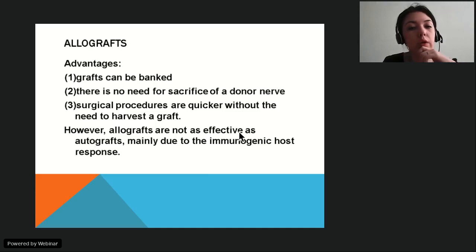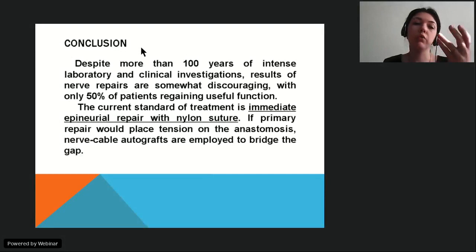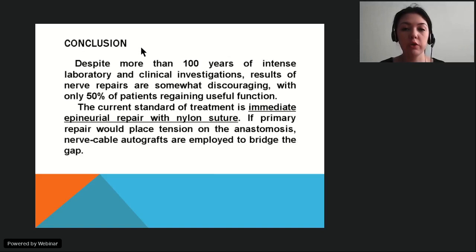However, allografts are not as effective as autografts, mainly due to the immunogenic host response, so mainly due to rejection reaction. That's why usually allografts are not used. So finally, regarding surgery of nerves, we can say that despite more than 100 years of intense laboratory and clinical investigations, results of nerve repairs are somewhat discouraging, with only 50% of patients regaining useful function. The current standard of treatment is immediate epineural repair with nylon suture. If primary repair would place tension on the anastomosis, nerve cable autografts are employed to bridge the gap.